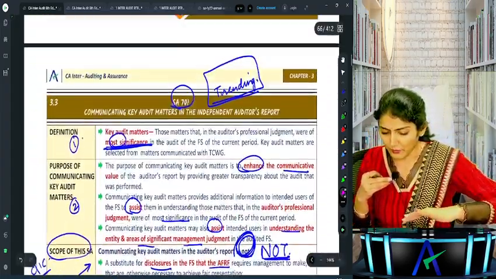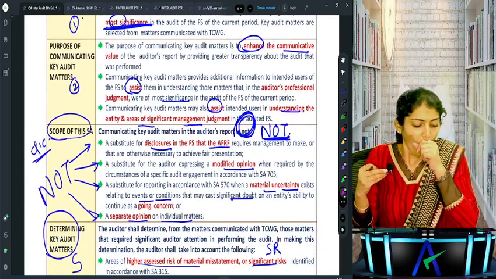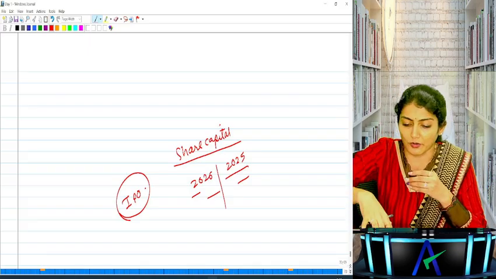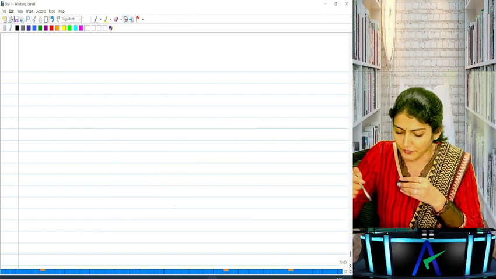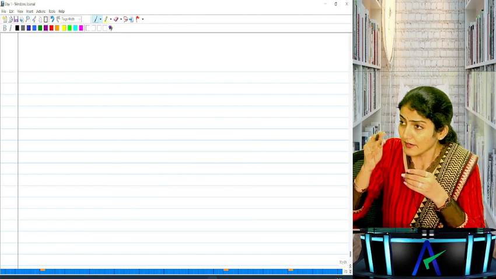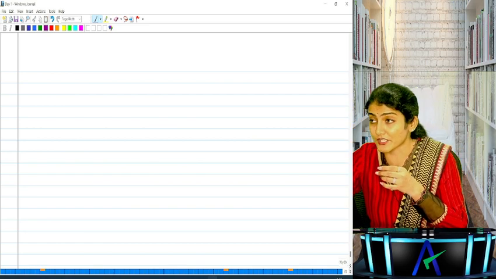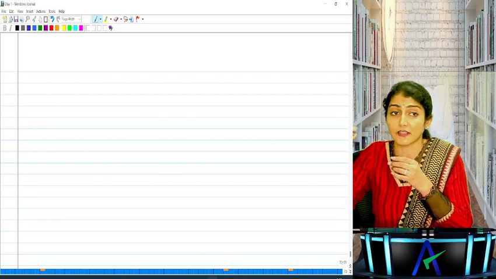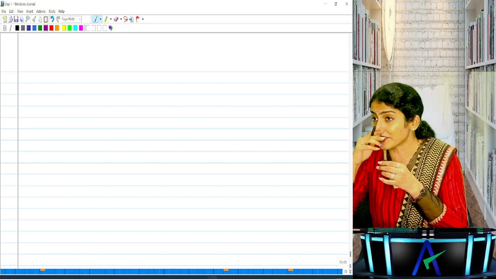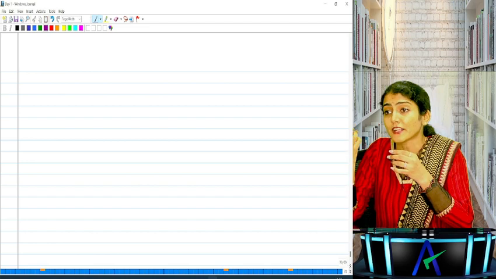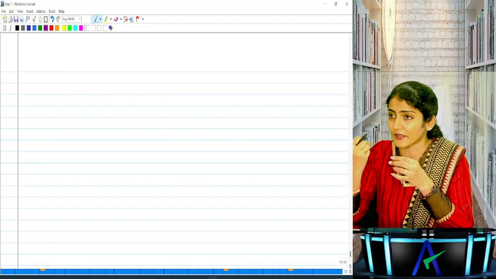SA 701. What is 701? Communicating key audit matters in the independent auditor's report. What is the definition of key audit matter? Key audit matters are those matters that, in the auditor's professional judgment, were of most significance in the audit of the financial statements of the current period, and key audit matters are selected from the matters communicated to TCWG.